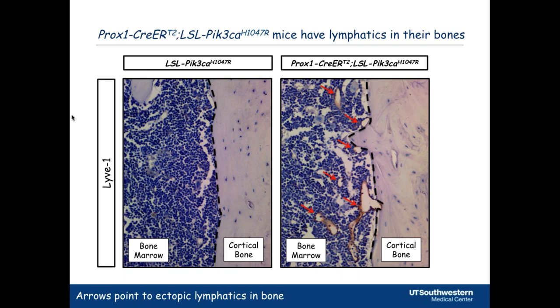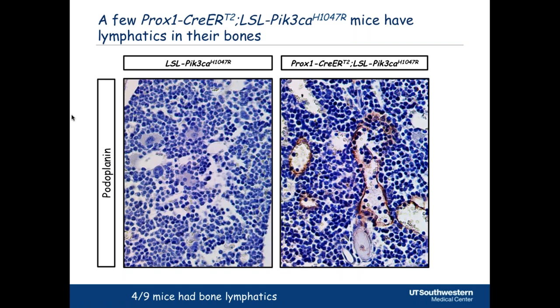What we're looking at here are femurs from control and mutant animals. These femurs have been stained with anti-LYVE-1 antibody. You can see that there are no lymphatic vessels in the bone from the control animal. In contrast, lymphatic vessels are present in the bone from the mutant animal. And we've confirmed that these vessels are lymphatic vessels by staining for additional markers of lymphatic endothelium.